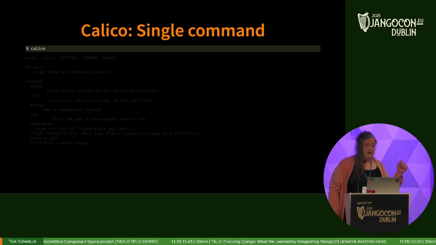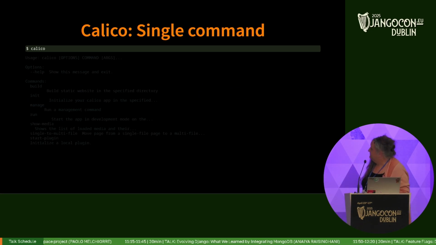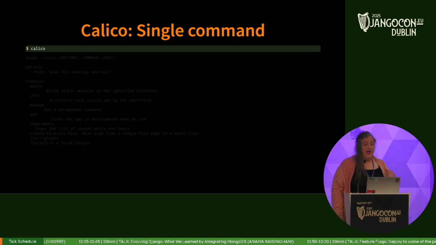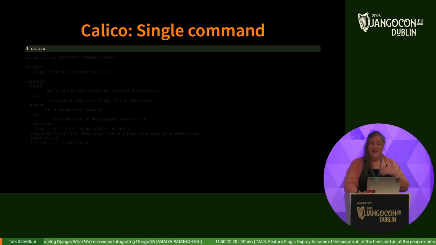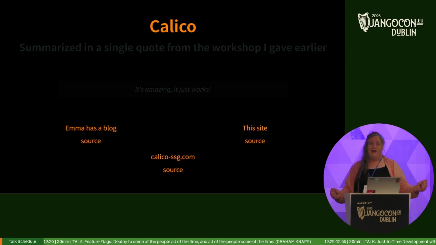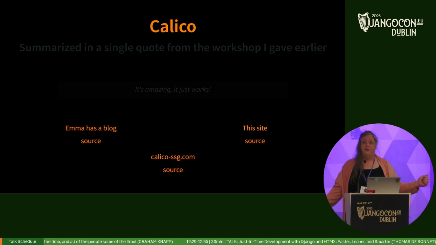Calico is a single command line that is absolutely not readable. This is what the thing was saying before. It's got a single command line that lets you build things and install and do a lot of things. And summarized by a single quote from the talk I gave earlier: it's amazing, it just works.